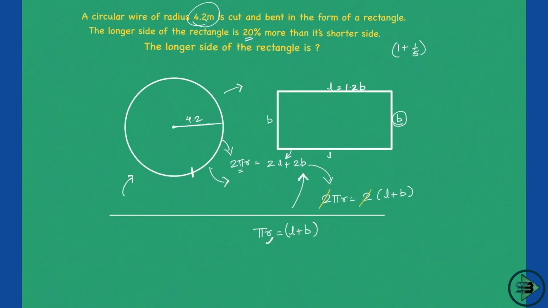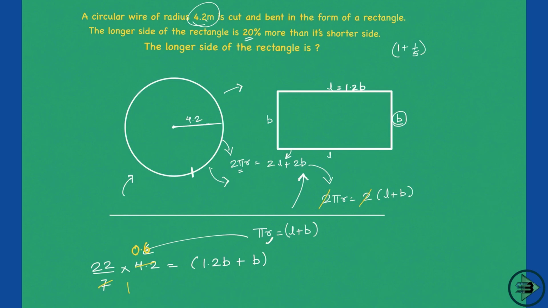So I will write, pi is nothing but 22 by 7. I'll apply it here. So 22 by 7 into the radius, which is 4.2, is equal to L plus B, where L is 1.2 of B, plus B, the breadth. I can get the breadth from here. If I get the breadth, I'll also know the length. So 7 1s are 7, 7 6s are 42, but this will be 0.6.